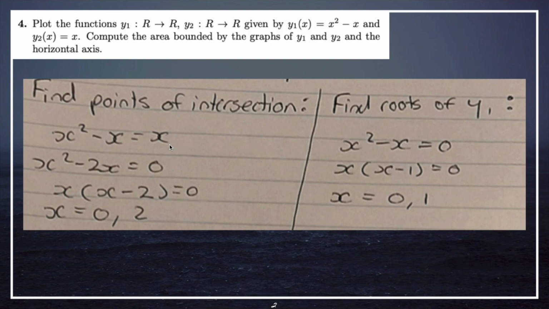To find these points of intersection, we can just equate the two functions. Then solving this, we can bring the x over to this side. The two functions are equal when x is either 0 or 2. We can find the roots, so where the function will cut the x-axis, by setting the function to 0. Solving this, we get x equal to 0 and 1.